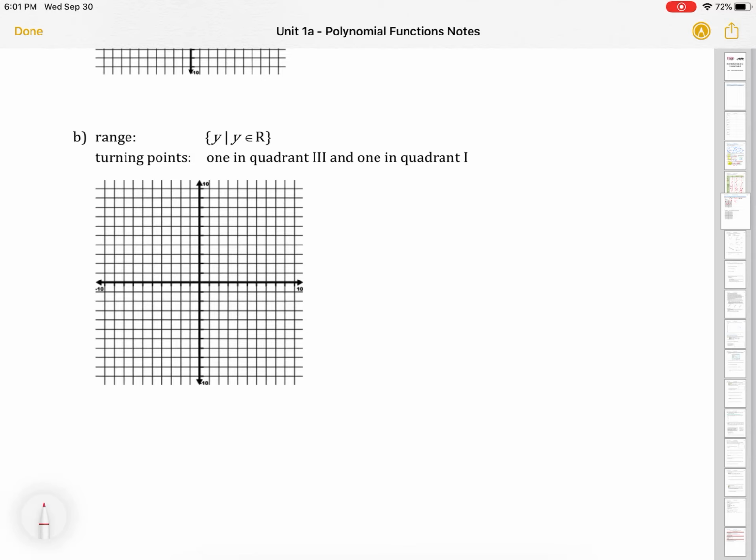Next one. The range is y is in the set of all real numbers. So that tells us that it's got to be degree 1 or 3. Right? And then it says turning points. Well, can't be number 1. So this has to be degree 3. So it's got a turning point in quadrant 3 and a turning point in quadrant 1. So if we put a point for quadrant 1 and a point for quadrant 3, we're going to sketch in a cubic function that goes through both of them.